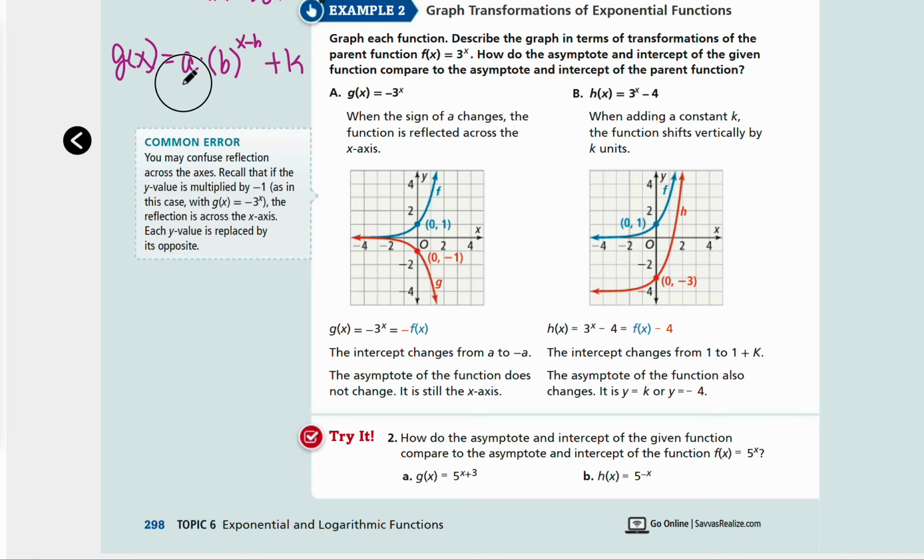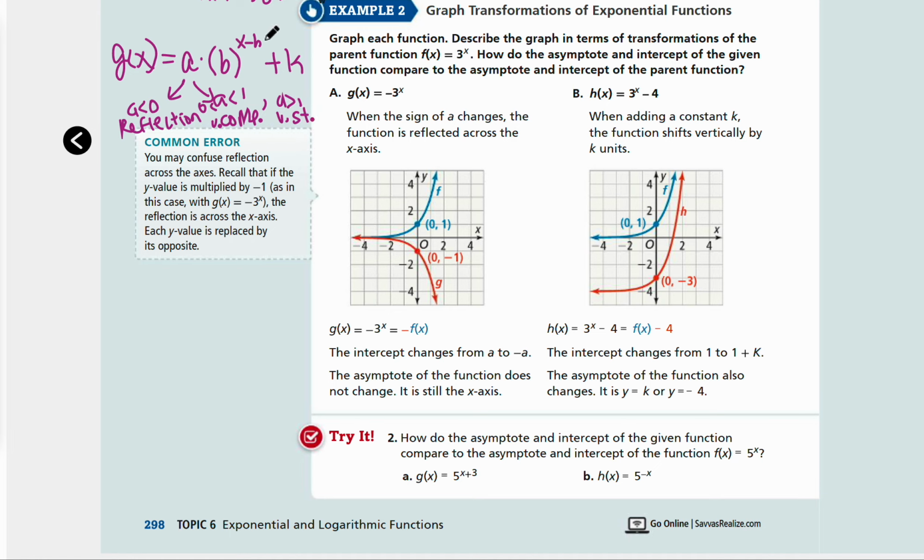So yeah, a gives two types of transformation. When a is negative, then it's a reflection across the x-axis. And then when a is between 0 and 1, if it's positive, then it's going to be a vertical compression. And then when a is greater than positive 1, then it's going to be a vertical stretch.